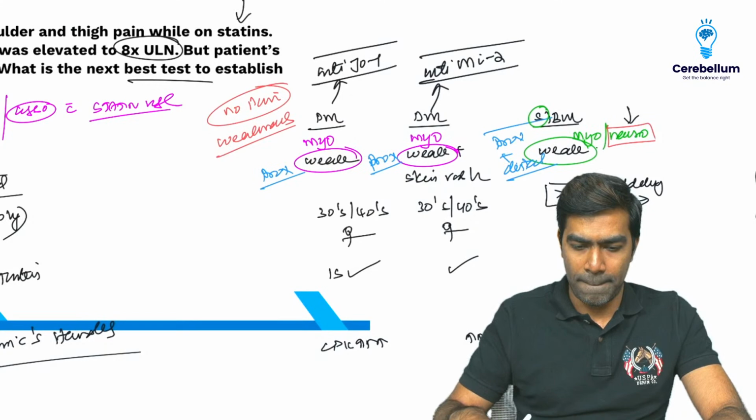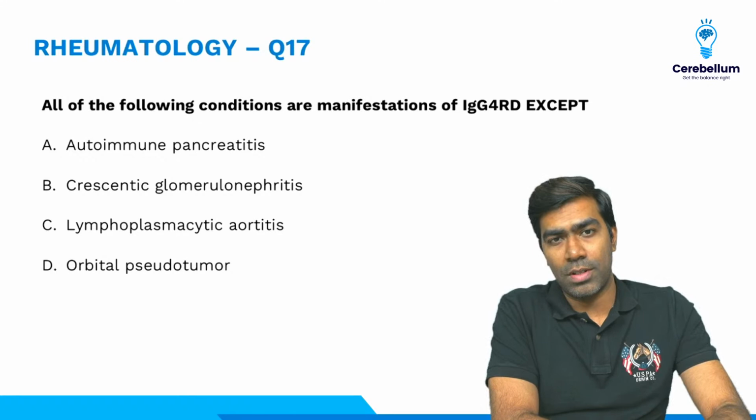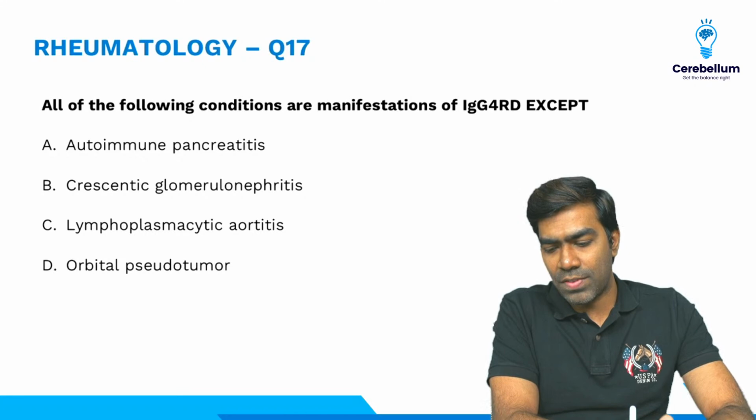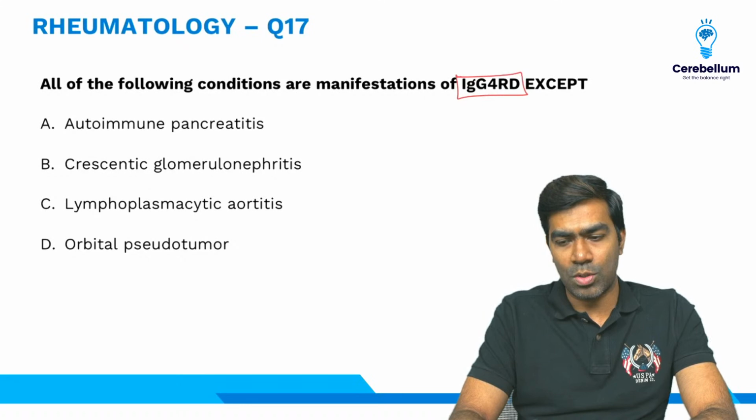Okay, going to the next question. So you have the 17th question. All of the following conditions are manifestations of IgG4 related disease except: autoimmune pancreatitis, crescentic glomerulonephritis, lymphoplasmacytic aortitis, orbital pseudotumor. So which of the following is not a manifestation of IgG4 related disease? Everyone knows that IgG4 related disease has become a very important disease nowadays. It could be asked in exam. Pathologists definitely would have taught you this.